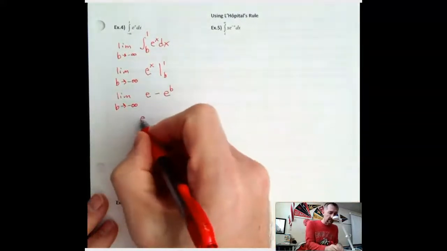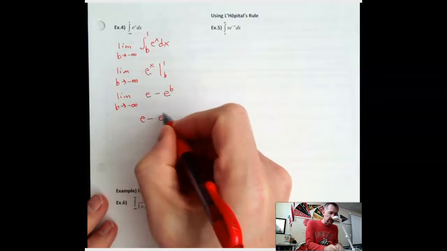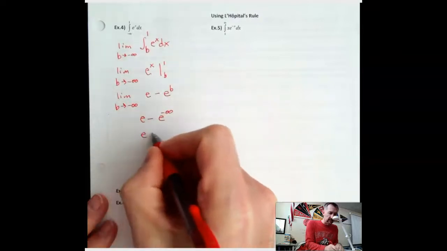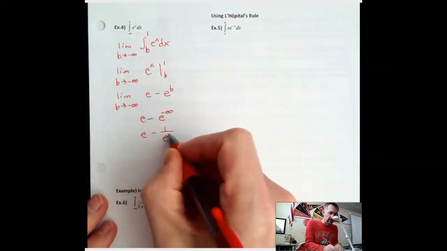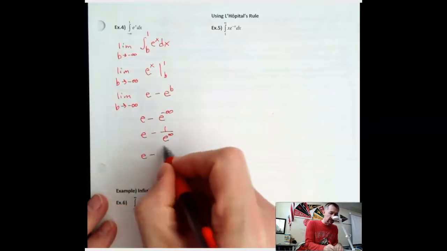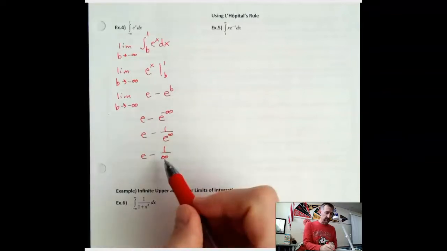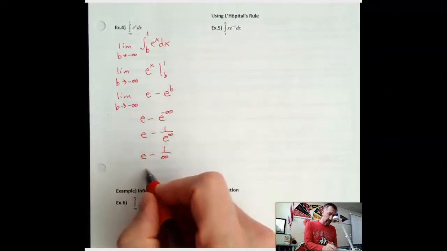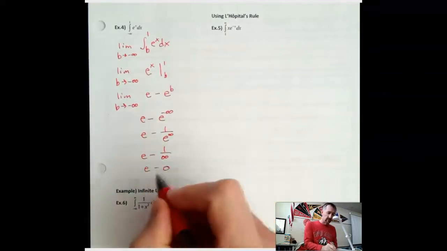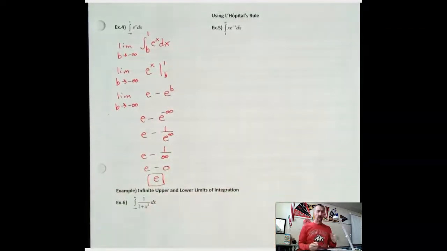Okay, so that's going to be e and e to the negative infinity, which is going to be 1 over e to the infinity, which is going to be infinity, 1 over infinity. Okay, which is 0. I don't know if I needed that many steps or not. Seems a little bit whatever. Okay, now what's going on here?